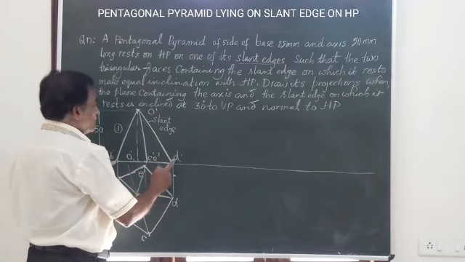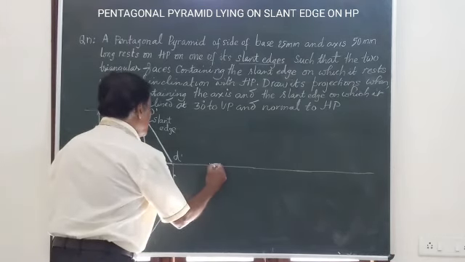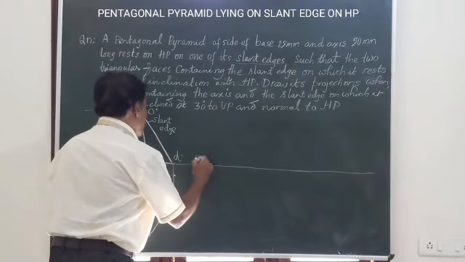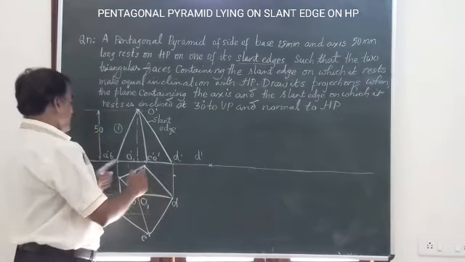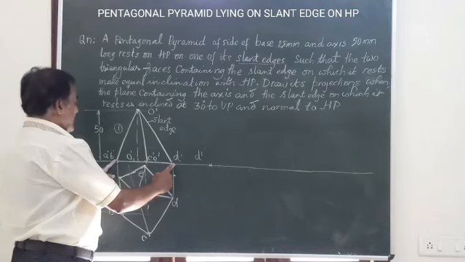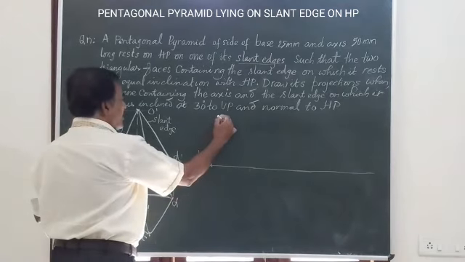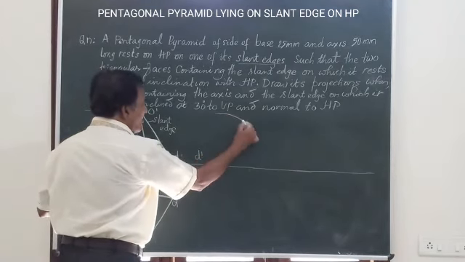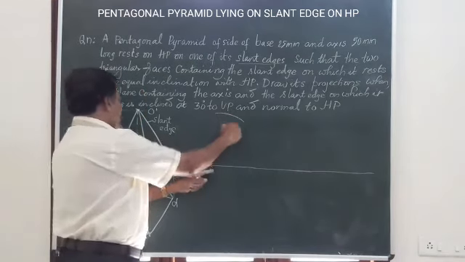So what is it that I should do first? Mark anywhere on this line D dash, and you know the base D dash, A dash. Take this length, strike an arc. Anywhere, an arc. This length, I draw an arc.